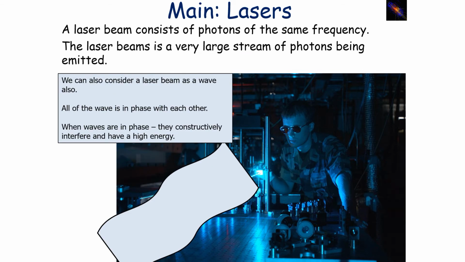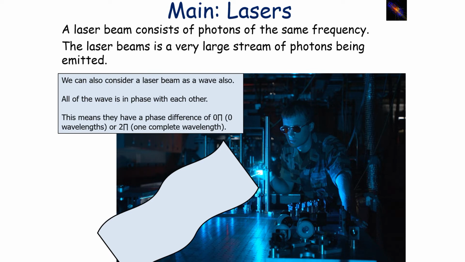So we can also consider the laser beam as a wave, where all of the wave is in phase with each other. So we can say that when the wave's in phase, they're constructively interfering, so therefore we have a high energy. So there's a phase difference in our wave of 0 pi radians, or we could say 2 pi radians, so no wavelengths or one complete wavelength.